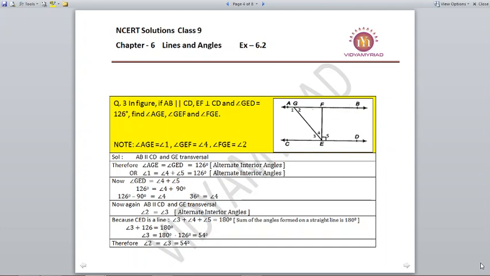so angle 3 comes out to be 54 degrees. So angle 2 will also be equal to 54 degrees. Angle 2 means FGE, which I needed to find out. So I have found all three angles: AGE, GEF and FGE.